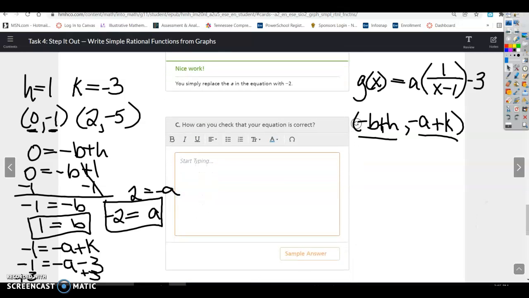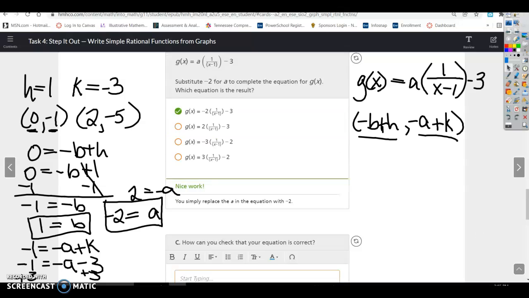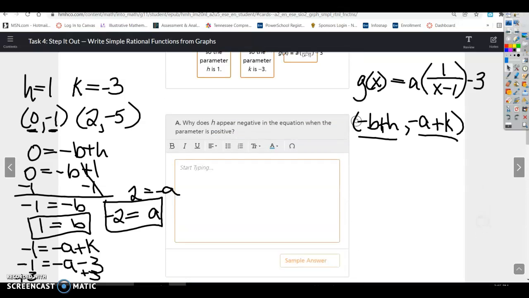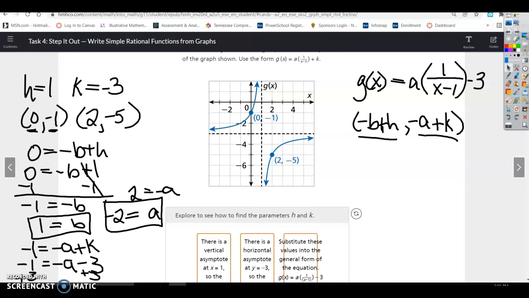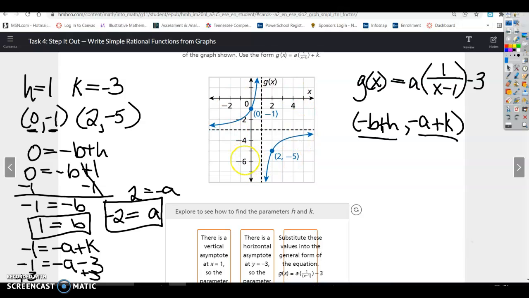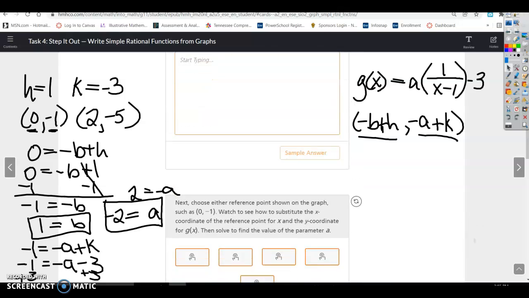How can you check to see if your equation is correct? You can graph it on your calculator and see if this is what it looks like. When you graph it on your calculator, make sure you change the window to be similar to the window that it gives you, because that's the only way that it's going to look similar to that.